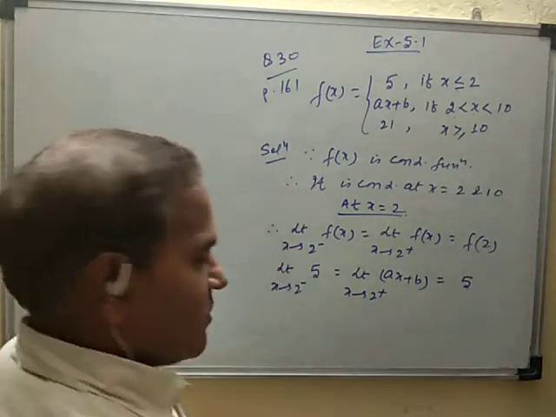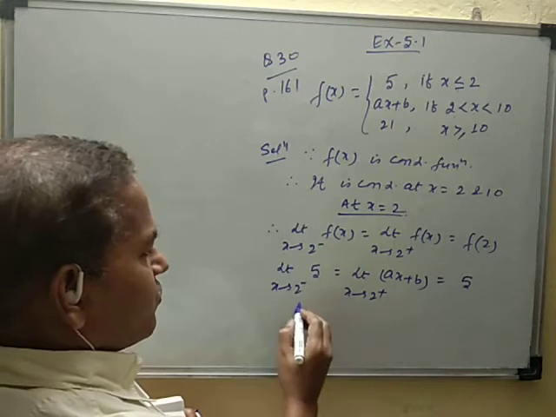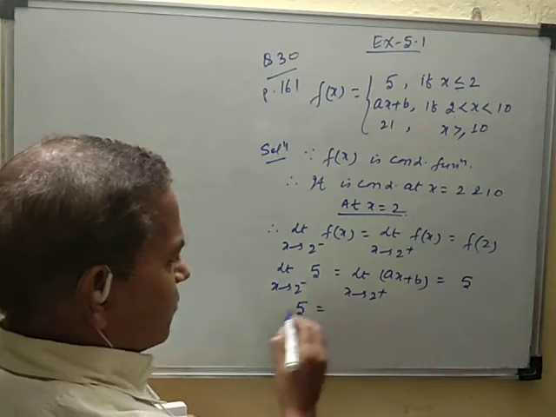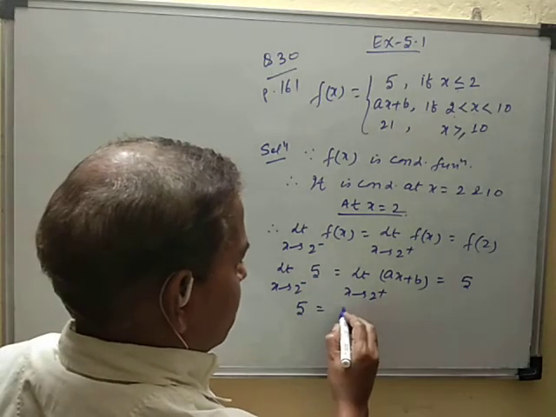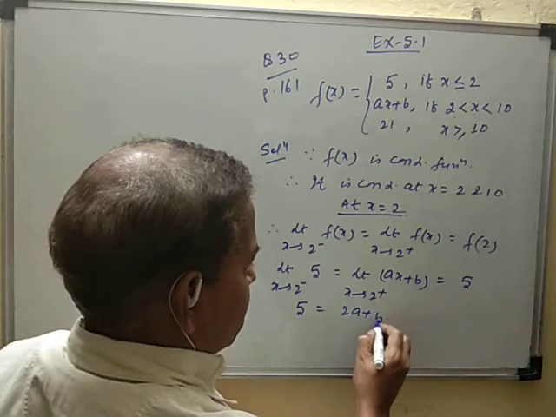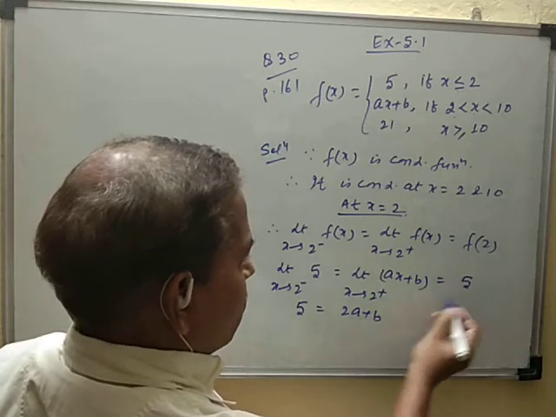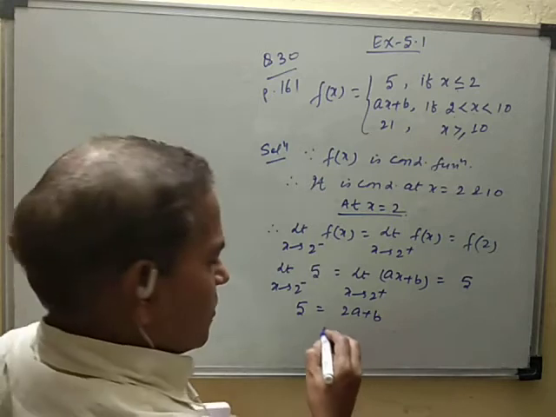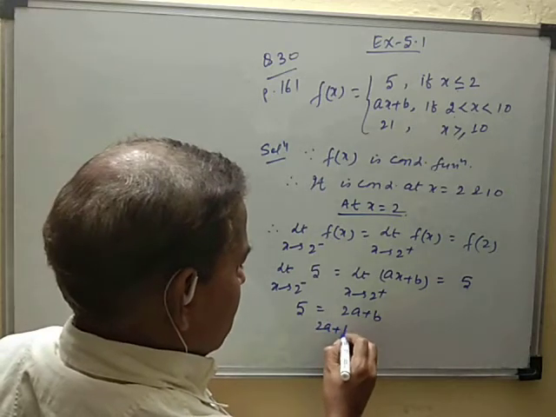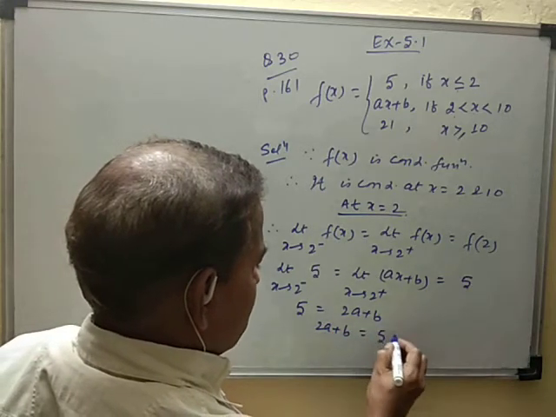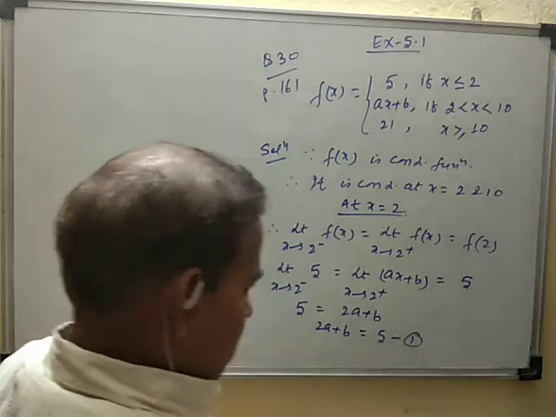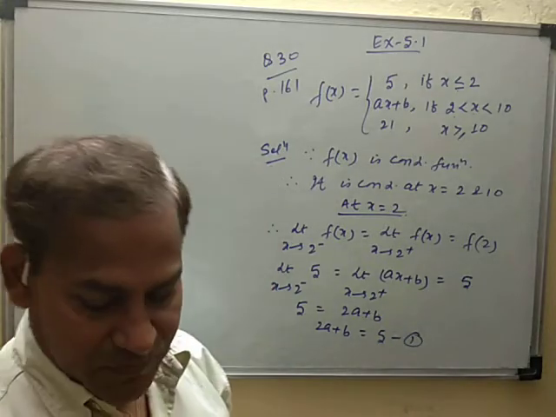So this is 5. Put x equal to 2 in ax plus b, so 2a plus b is equal to the same 5. So one equation is 2a plus b is equal to 5. This is the first equation.